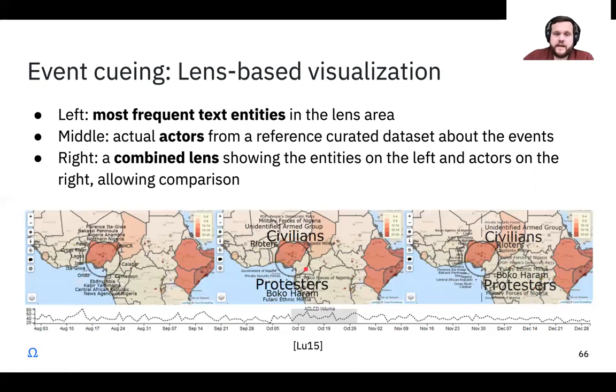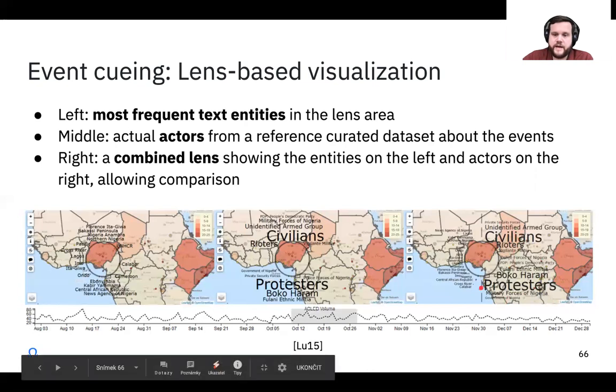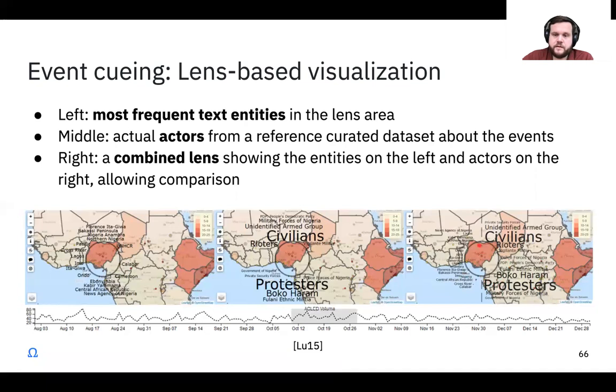So what we see here are the actual actors from the reference curated data set. And on the right, we see a combined lens. These are the entities, and these are the actors. So you can compare whether the entities match the actors.